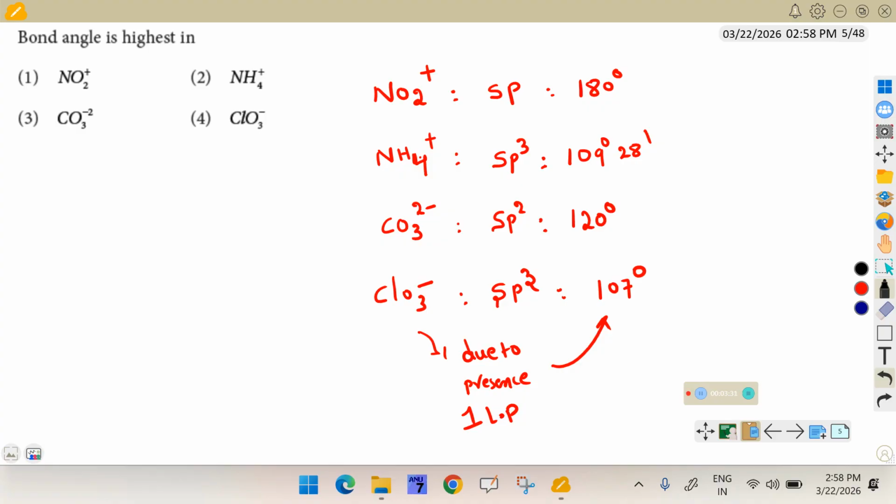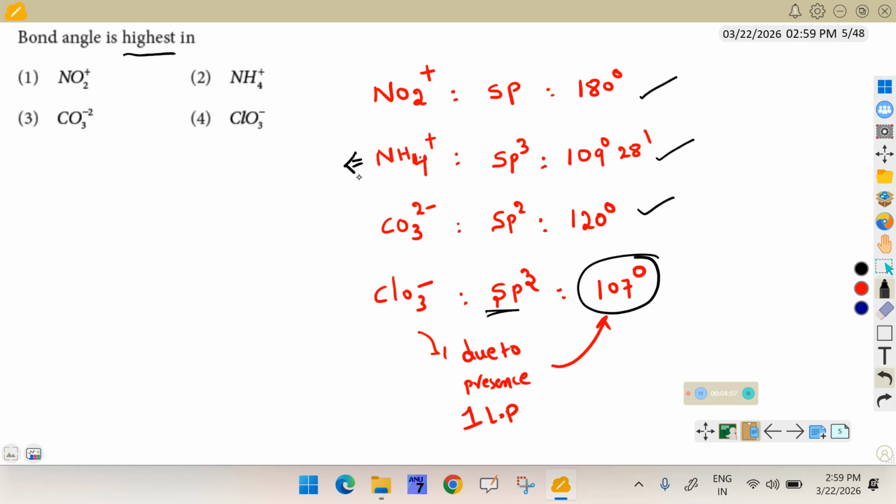Bond angle is highest in which? Take the given first molecule, NO2 plus. NO2 plus bond angle is 180 degrees because it undergoes sp hybridization. NH4 plus undergoes sp3 hybridization, bond angle is 109 degrees 28 minutes. CO3 2 minus undergoes sp2 hybridization, bond angle is 120 degrees. ClO3 minus also undergoes sp3, but bond angle is 107 degrees.